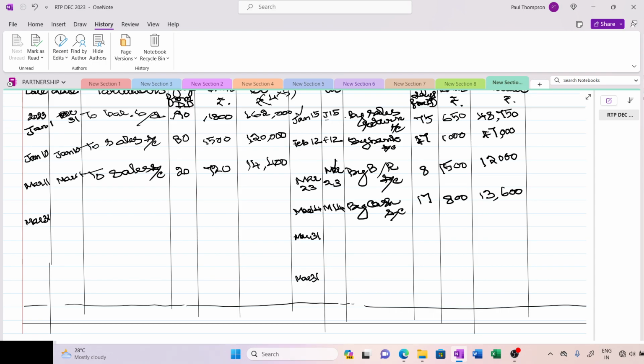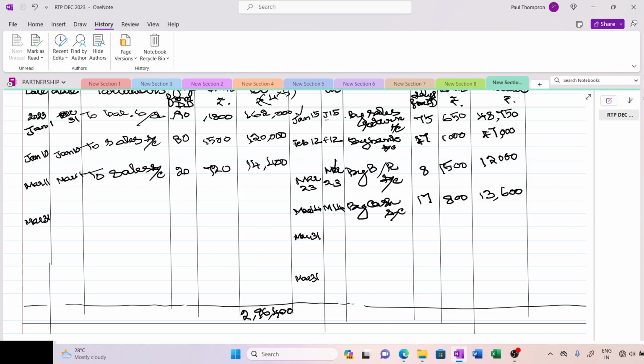1,62,000 plus 1,20,000 plus 14,400. So this total comes to 2,96,400. Again, please, students are getting confused in this, about where to write the amount.